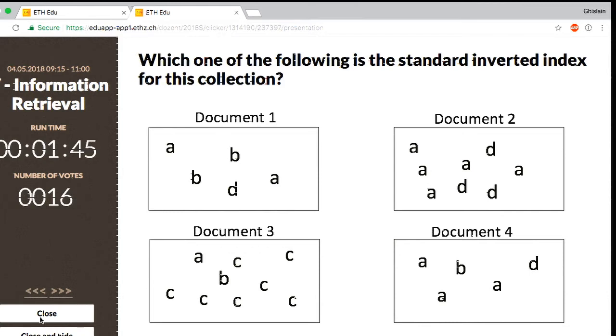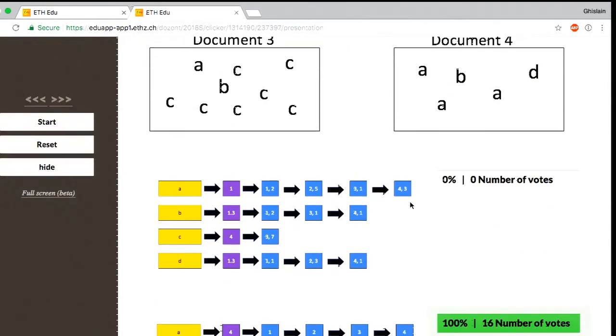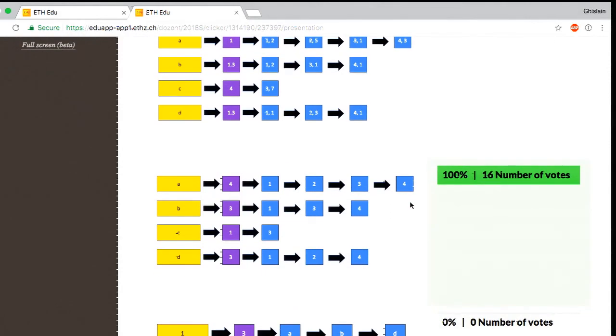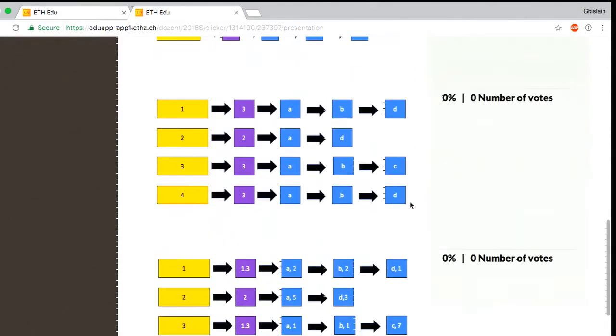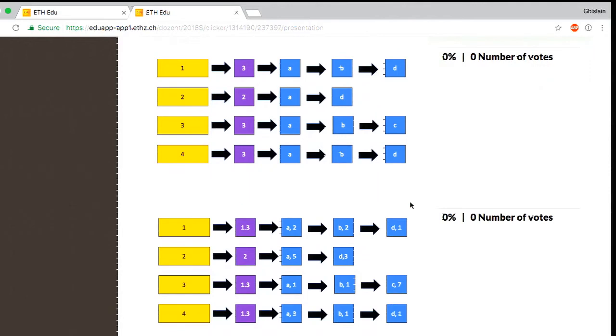Yes. So let us see. Nobody voted for that one. Everybody voted for that one. I'm very, very happy. Means you got it. So very quickly, this is absolutely wrong. Got it all wrong. Because we have the documents here, and we should have the terms. So this is why.